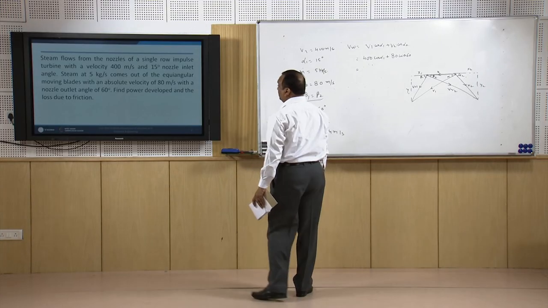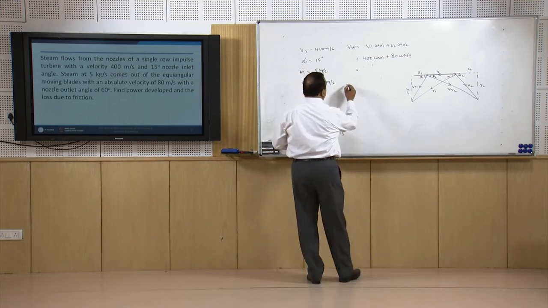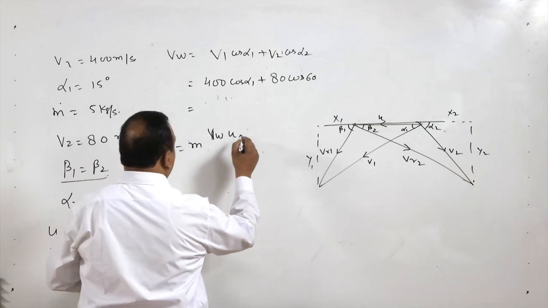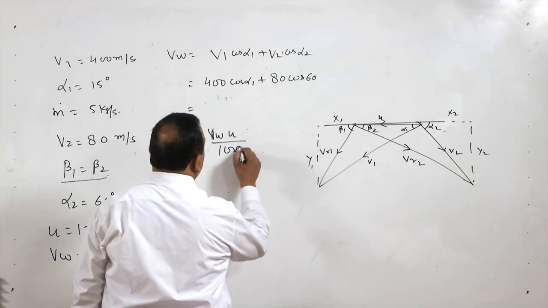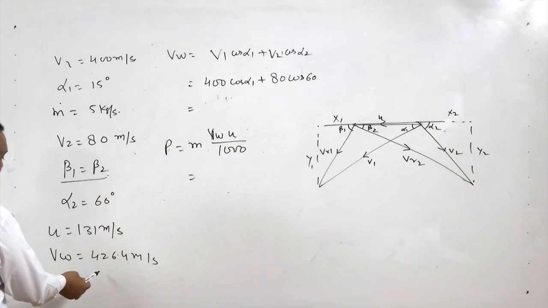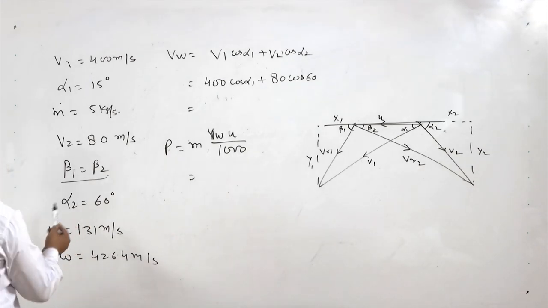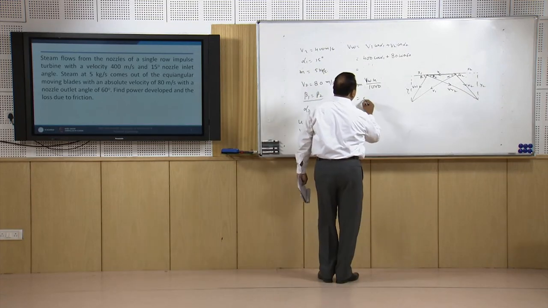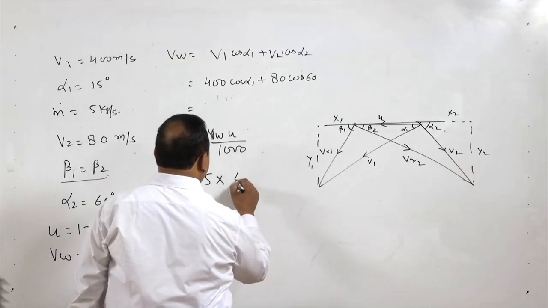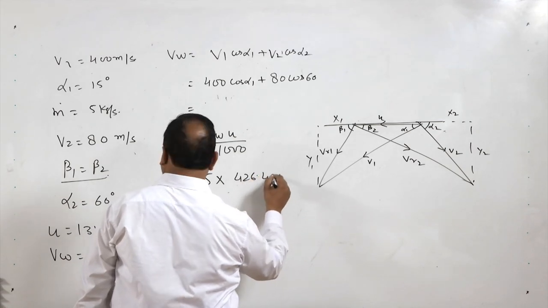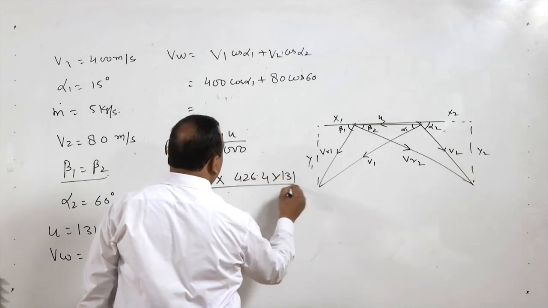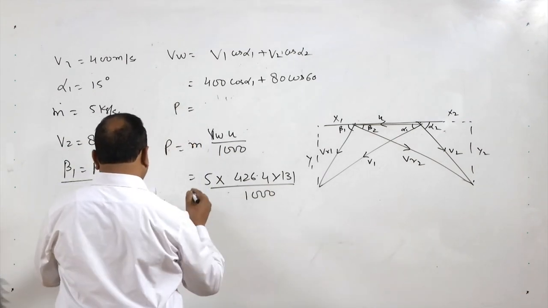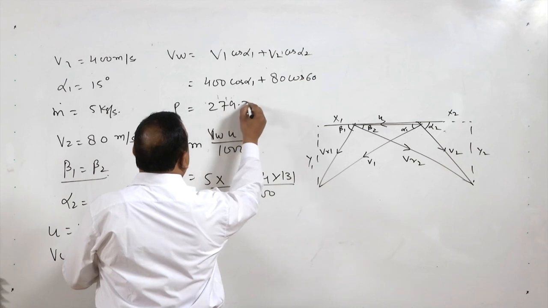Now, power is mass flow rate times Vw times u divided by 1000. Vw is with us, u is also with us, and the mass flow rate is given here as 5 kg per second. So, 5 kg per second multiplied by 426.4 multiplied by 131 divided by 1000, and this will give power as 279.3 kilowatts.